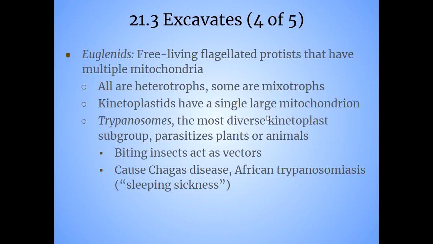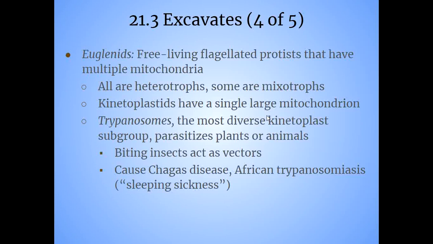One group within the euglenids that we find are kinetoplastids. These have just one very large mitochondria. It is actually found near the base of their flagella. And studies have shown us that basically it's just a big clump of mitochondrial DNA. And the name of it is the kinetoplast, so hence the name kinetoplastids was given to it.